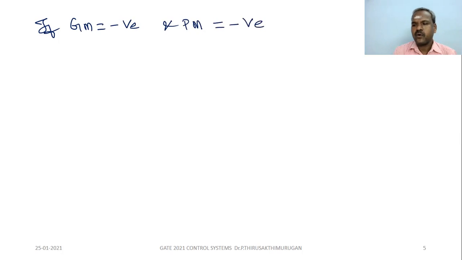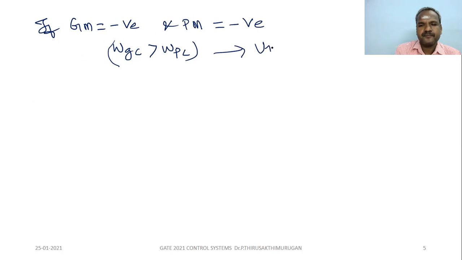Next case: if the gain margin is negative and the phase margin is also negative, when both are negative the system is unstable. Also, when ω_gc is greater than ω_pc. If any of these two conditions exist, then the system is unstable.